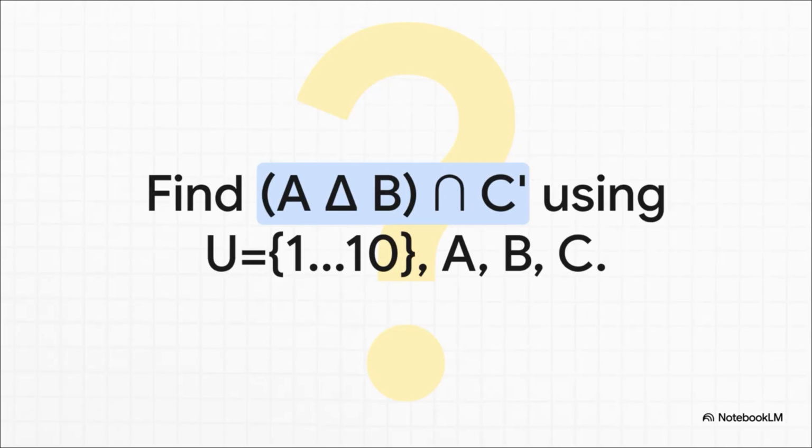All right, here is your final exam challenge. We have a universal set of 1 through 10. A is 1 through 5, B is 4 through 7, C is 5 through 9. Your mission? Find the symmetric difference of A and B, and then find the intersection of that result with the complement of C. I know it looks a little scary, but don't panic. Just take it one piece at a time. Pause the explainer right now and give it your absolute best shot.